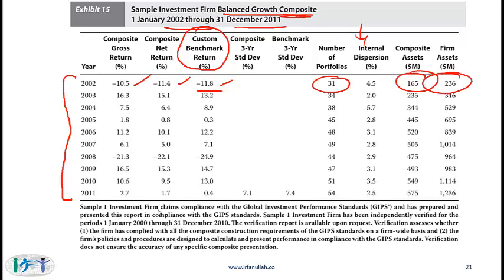Here you see the compliance claim. So this particular firm claims compliance with the Global Investment Performance Standards and has prepared and presented this report in accordance with the GIPS standards. So this is the only statement that is allowed. Firms cannot paraphrase this or say it in their own words. The handbook explicitly says that if a firm is compliant, then this is what it should say.